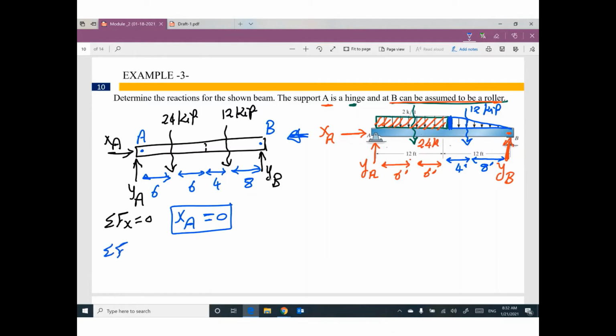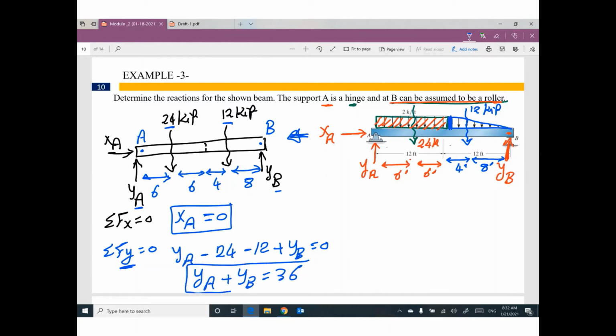Summation of forces in y equals 0. What do you have in y direction? We have YA positive, negative 24, negative 12 plus YB equals 0. Please list all of them in y direction. We have YA, we have 24, we have 12, we have YB. Upward is positive, downward is negative. You can simplify this equation: YA plus YB equal 36.